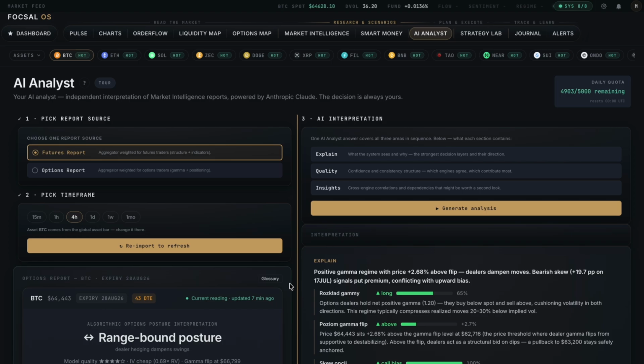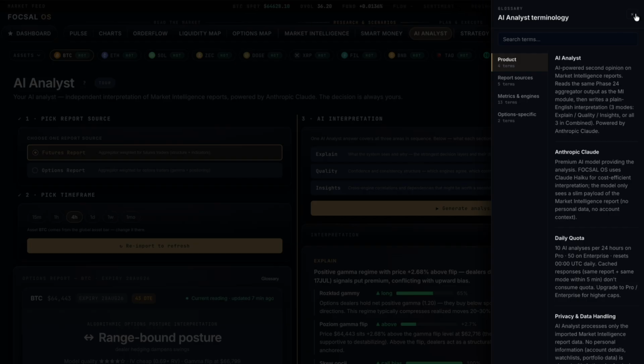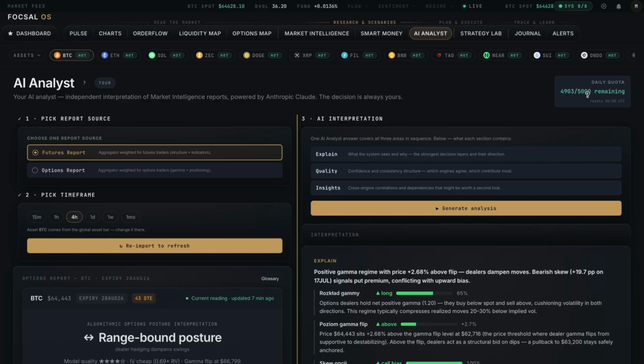There's also a built-in glossary in case a term is new. And the counter at the top shows how many analyses you have left for the day.